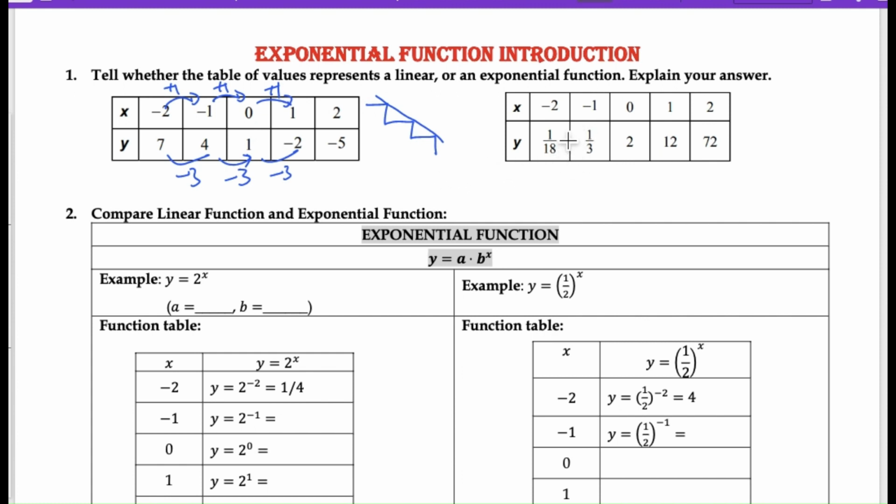However, for the second one, when x is increasing by 1, y, instead of adding or subtracting, is actually multiplying by 6. That's why the second model increases this way, and that's why it represents an exponential function. So the first one is a linear model, but the second one is an exponential model. y increases very, very quickly, and the rate of change is not a constant number.